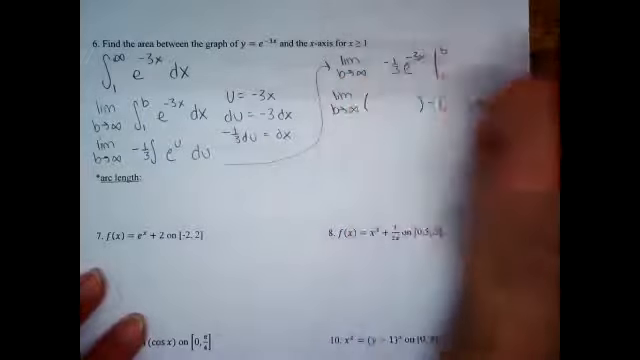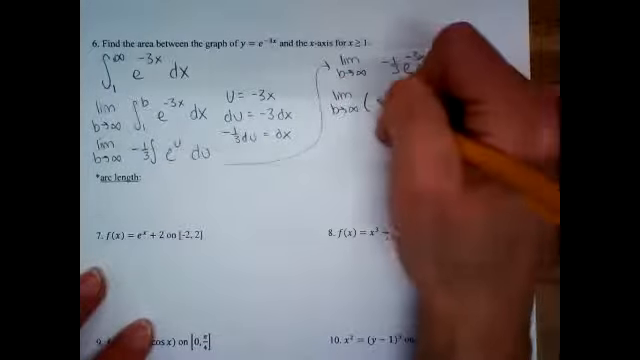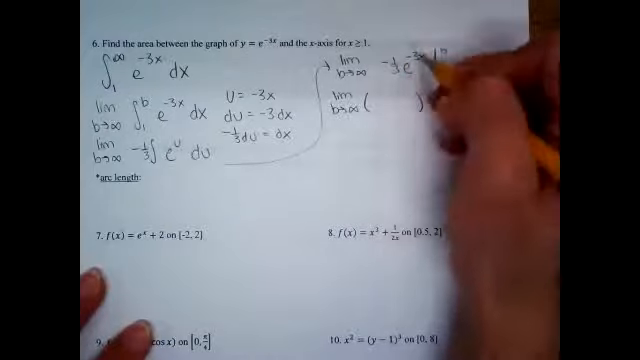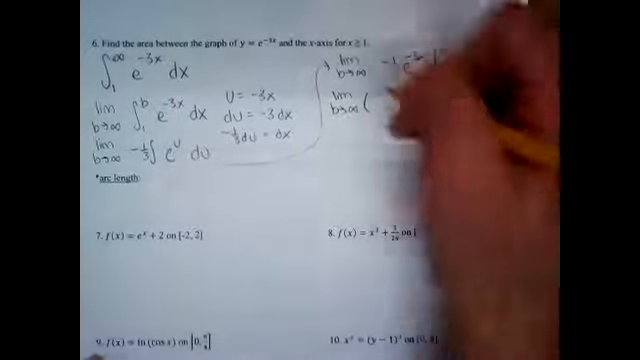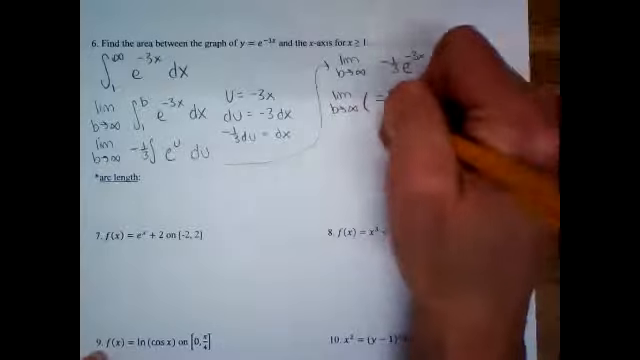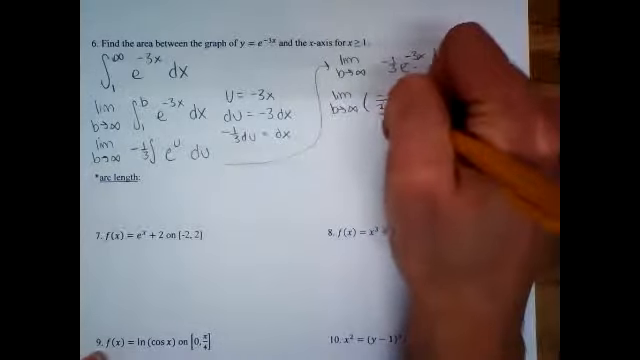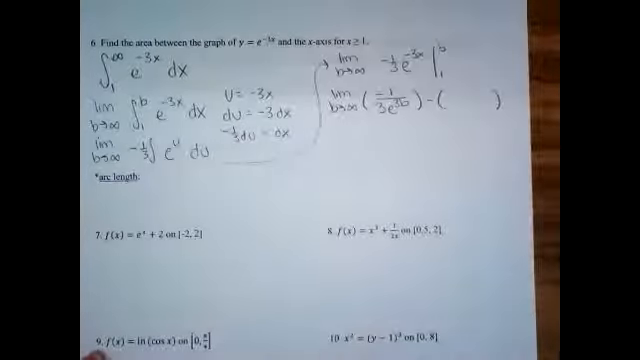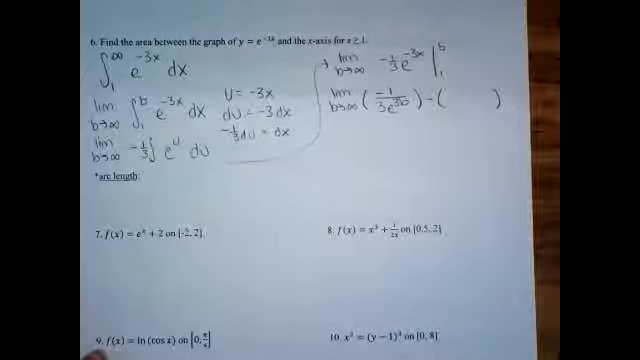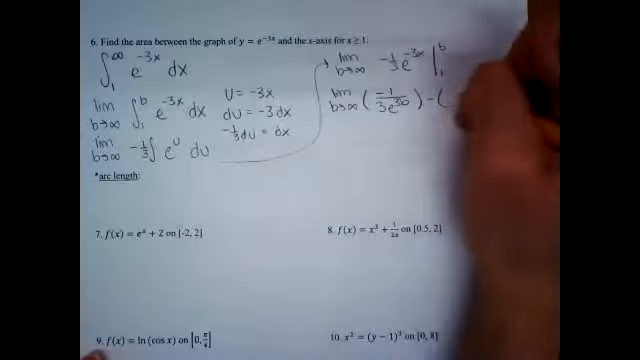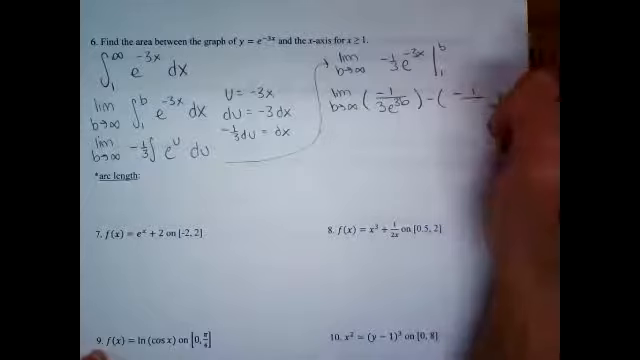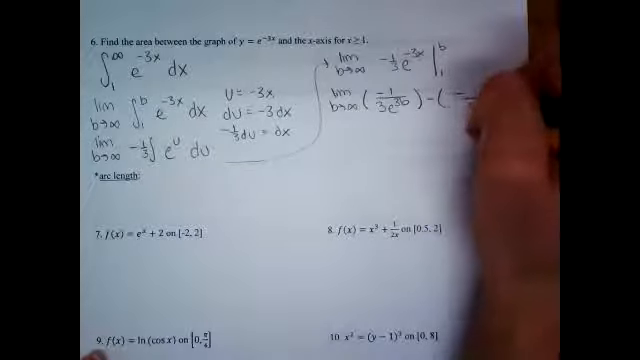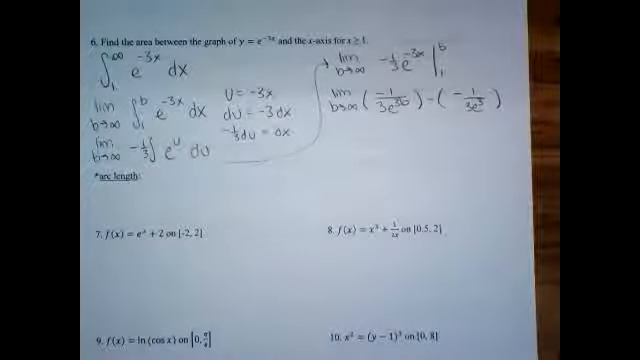Upper boundary minus lower boundary. So it would be -1/3. Now, since that's a negative exponent, I'm going to bring it back down to the denominator. It would be -1 over 3e to the power 3b. Minus, and then this would be -1 over 3e to the 3rd, because if you plug in 1 times 3 would just be 3.